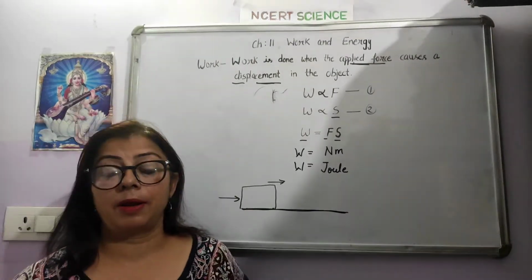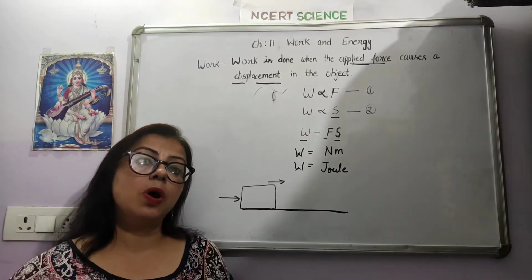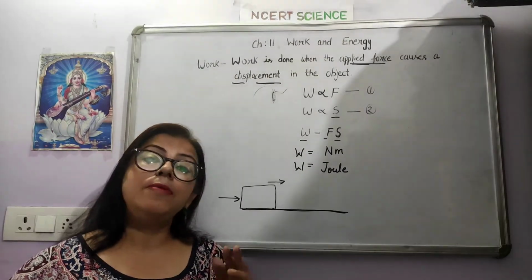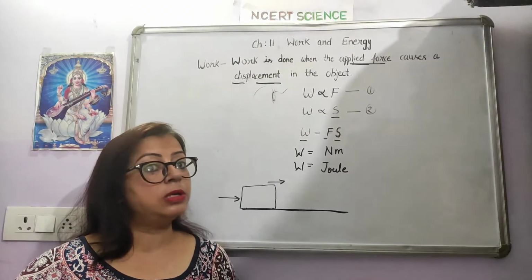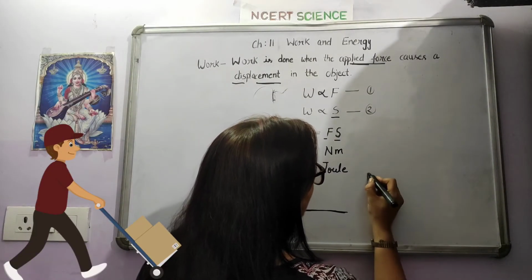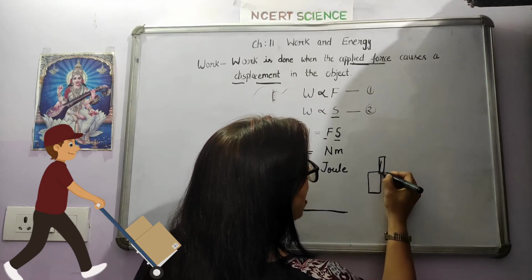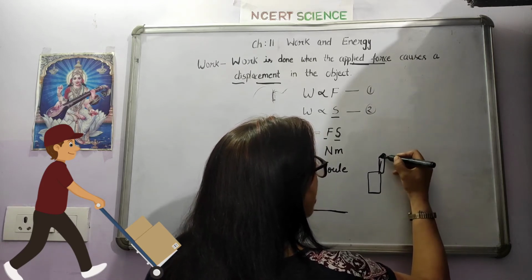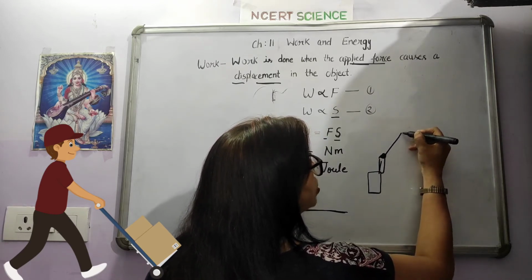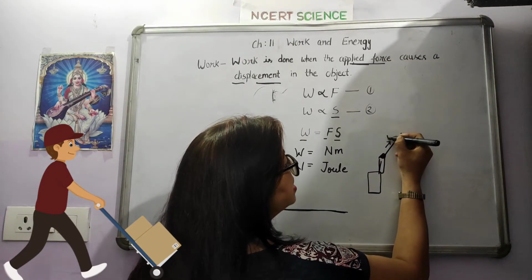But what happens when they are not in the same direction? This we will study now: when the direction of applied force and displacement is not the same. Like this is your bag, or we can say a trolley. When you are holding it from this place and applying force, it is in this direction. You have applied force in this direction.